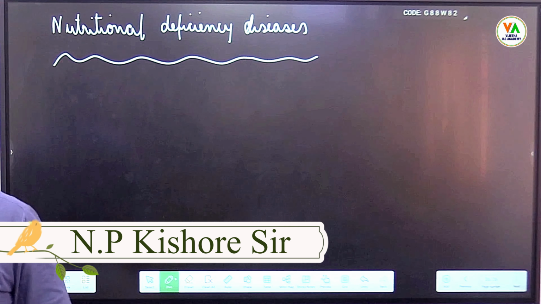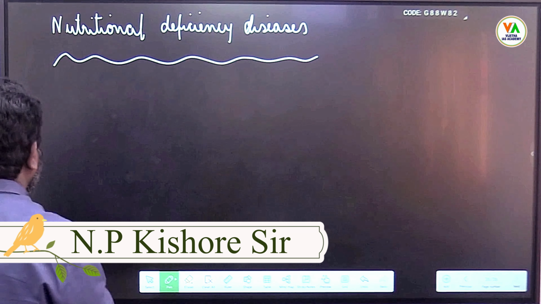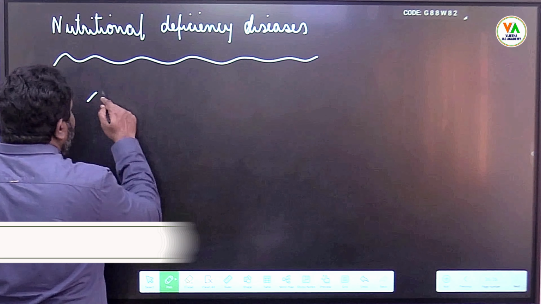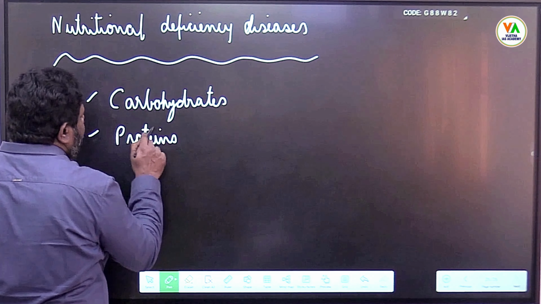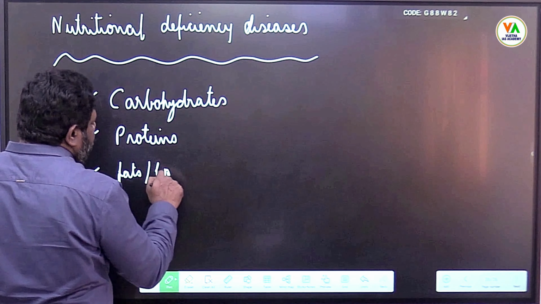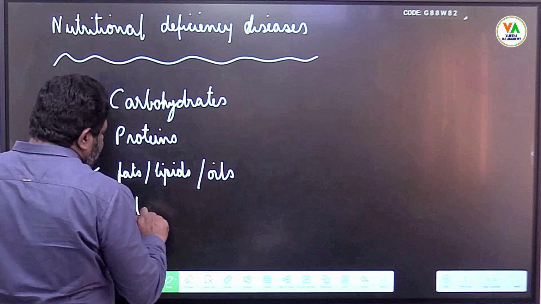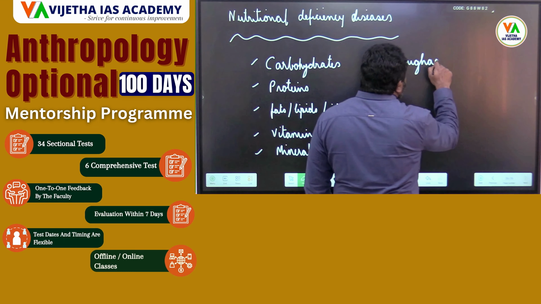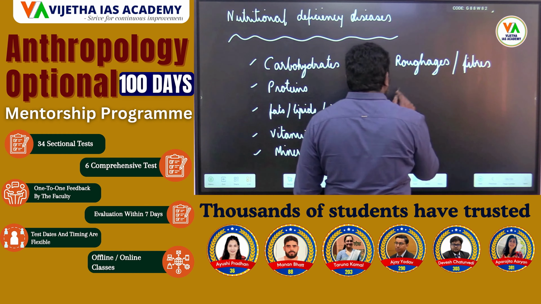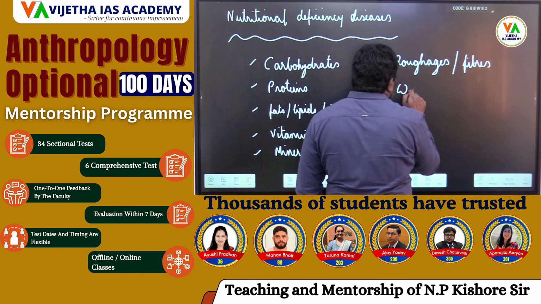So what are the essential components of diet? Very good. Please write. Essential components of diet include carbohydrates, proteins, fats or lipids, oils, vitamins, minerals, roughages. Roughages are nothing but fibers, and then water.